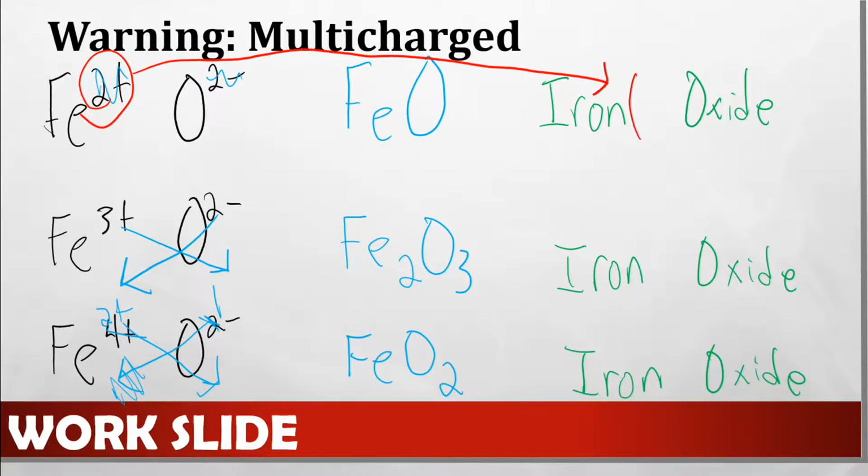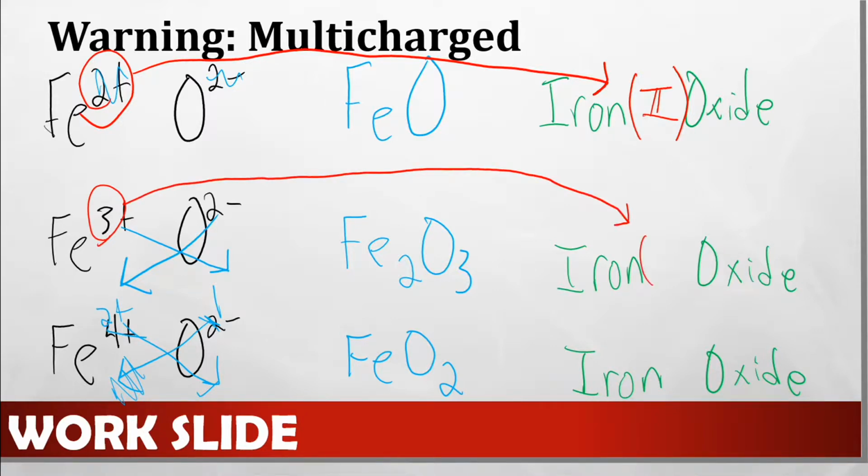And we're going to do that by putting Roman numerals after the iron, before the oxide, representing what we started with. So this was iron 2 oxide, because the iron's charge was a 2. This one over here, we get from the 3, and it becomes iron 1, 2, 3 oxide. And this one, we go with the 4 that we started with. And this is iron IV, or 4 oxide.